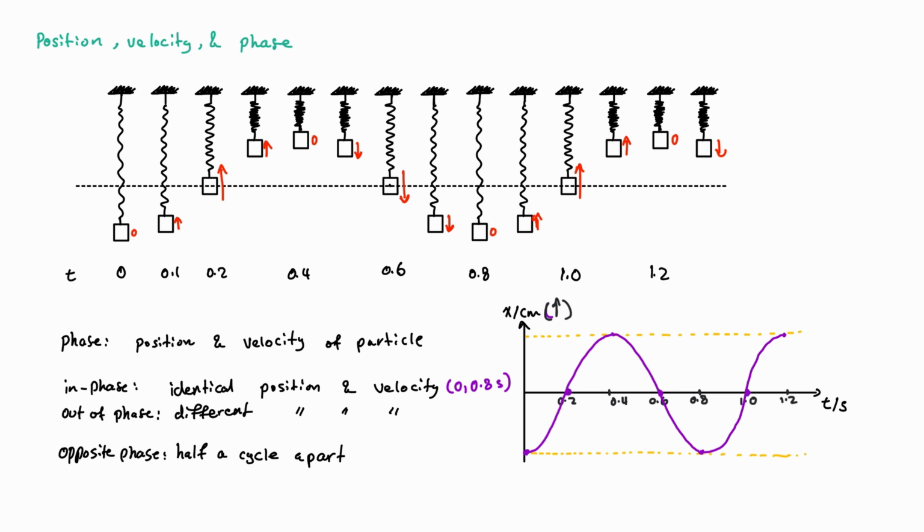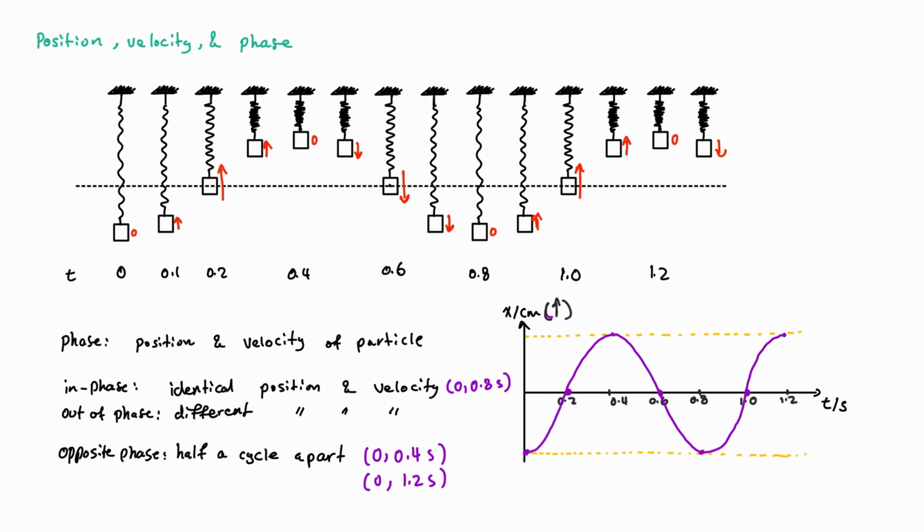There's a special case for out of phase, which is called opposite phase, and that's when the particles are half a cycle or half an oscillation apart. So for example, at time 0, the particle moves in one whole oscillation up to 0.8 seconds. So half a cycle or half an oscillation apart is 0.4 seconds. So the particle at 0 and 0.4 seconds is half a cycle apart, and therefore they are in opposite phases.